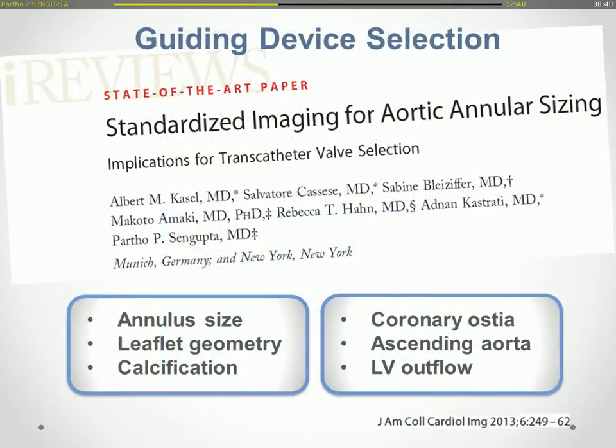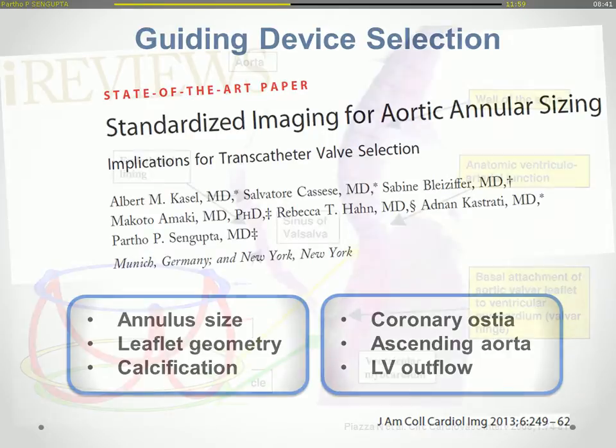And then comes the sequence in which you want to know the suitability of the aortic annulus and the aortic root for a given prosthesis's design. And this is a recent review article that we wrote in JACC Imaging, which provides an algorithm. And when we talk about aortic annulus and the aortic root geometry, these are the specific things that we are looking into. We are looking into the aortic size, the annulus size, the leaflet geometry, the extent of calcification, the coronary ostia, the ascending aorta, and the LV outflow region. So the entire geometry of the subvalvular and the supravalvular region needs to be carefully assessed.